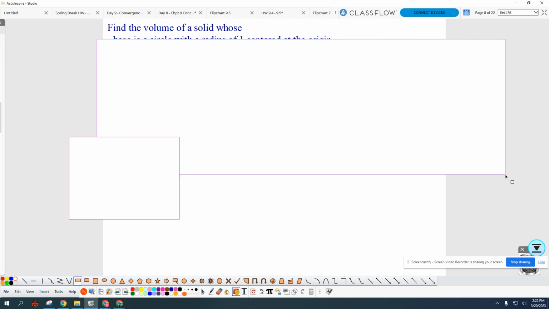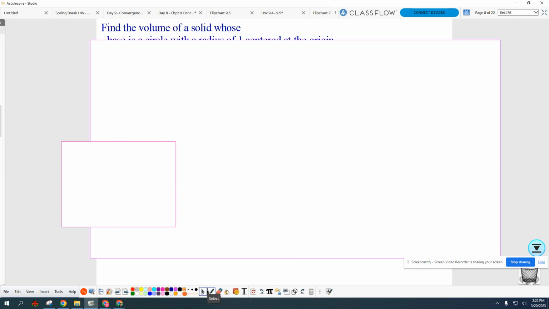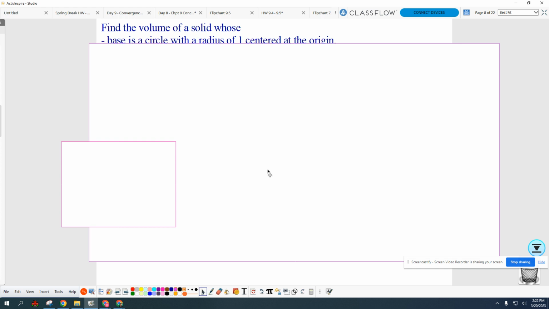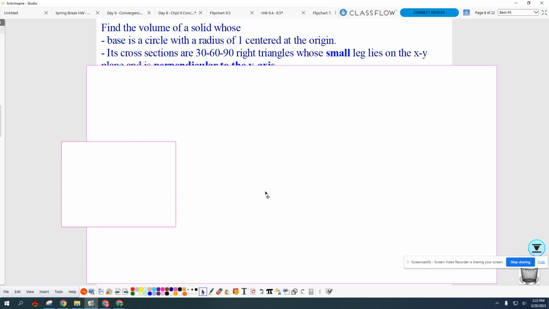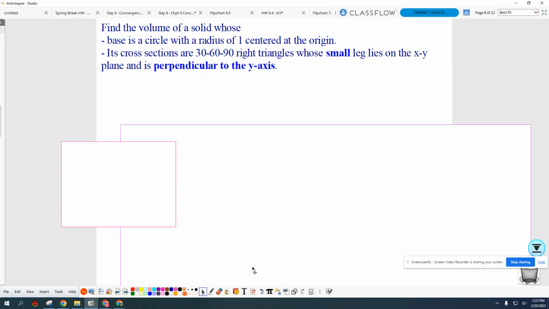Okay. What's our footprint going to be? Find the volume of solid beams. Base is what? Circle with radius... okay, fine, we'll do that. Oh, cross sections. What should we make the cross sections be? Triangles? What kind of triangle? 36. Okay. Asher is asking for it. There you go. There we go. We'll try this problem.